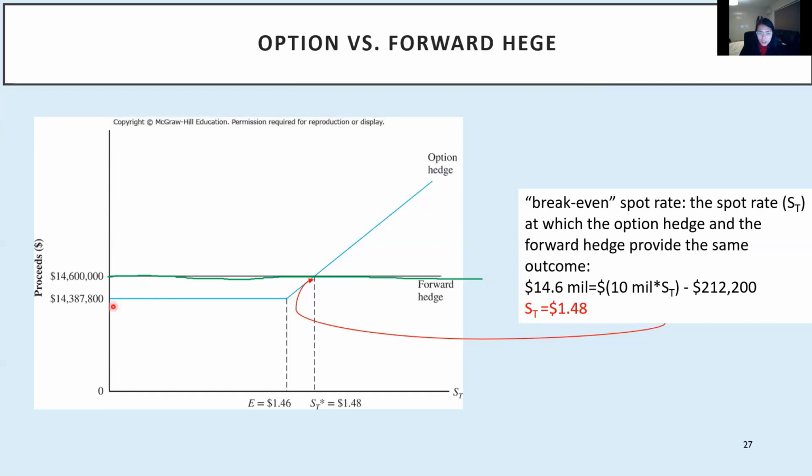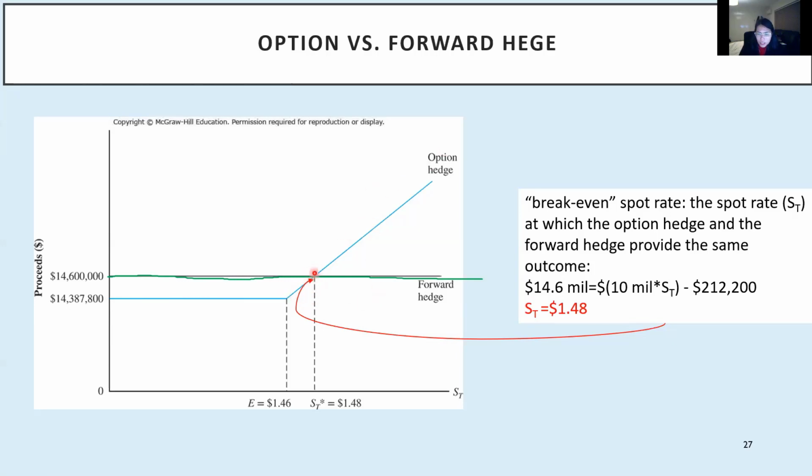With the option hedge, the minimum proceeds that you are going to get is 14.3 something million. This is because it's costly for you to buy an option. When you buy an option, you need to pay an option premium, and therefore your proceeds is a little bit less. But at the same time, because of the potential upside gain, for an option hedge, you are not limited on your upside gain. So you're protected on the downside, but you're not limited on the upside.